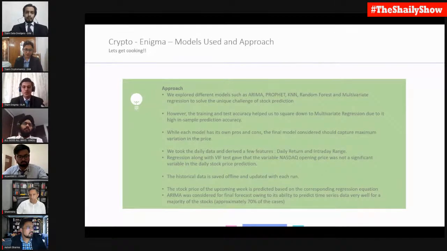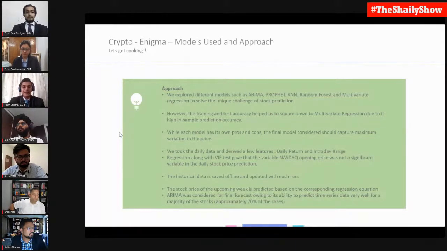Given that we had good accuracy, the relationship between dependent and independent variables was almost linear, and the data was homoscedastic, meaning the variance between the results should not be too much. Based on this, multivariate regression turned out to be the best model that we could use. Each model, as I said, had its own pros and cons. The most important factor was to reduce the runtime for all these 500 stocks. Multivariate regression allowed us to achieve this.